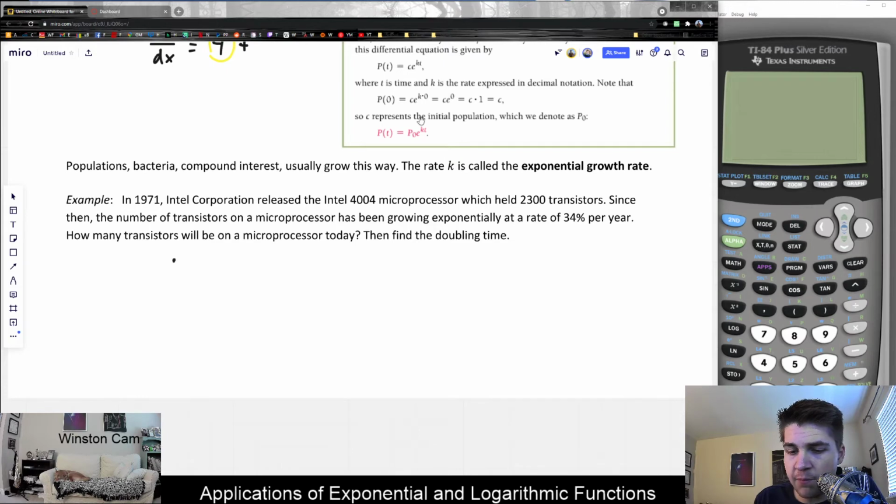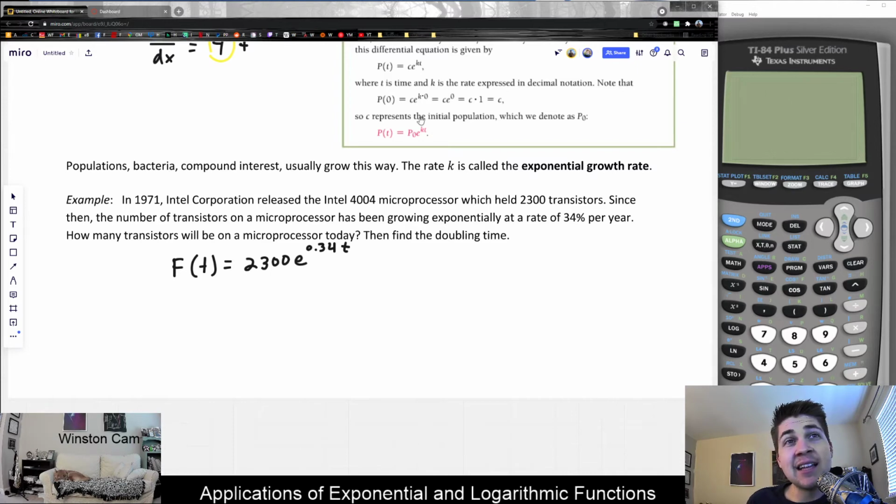So again, our future value of microprocessors at time t will be equal to the initial. Well, we were told that in 1971, that's our frame of reference, there were 2,300 transistors on the microprocessor, and the growth rate is going to be our k, which is 34%. Oops, not 0.034, 0.34, times t. So this function should model the future value of microprocessors over time, assuming it is undergoing uninhibited growth.